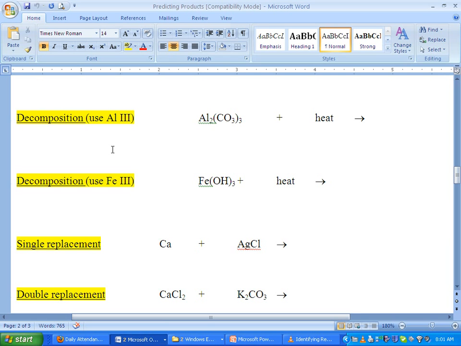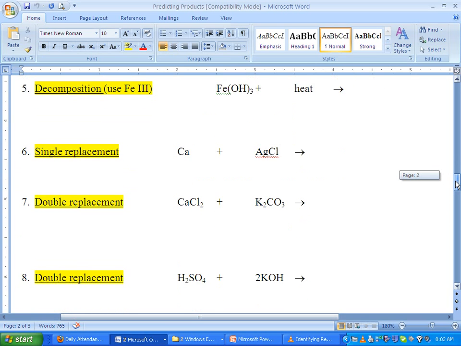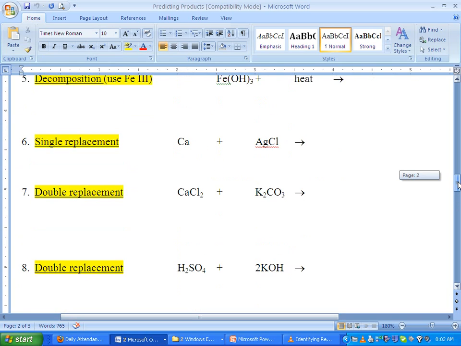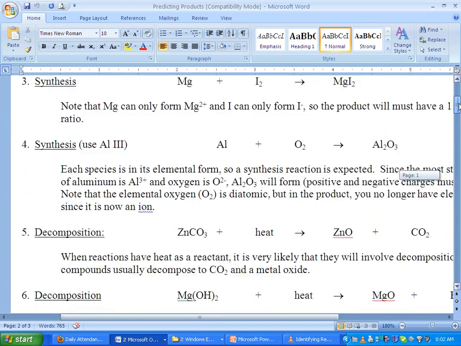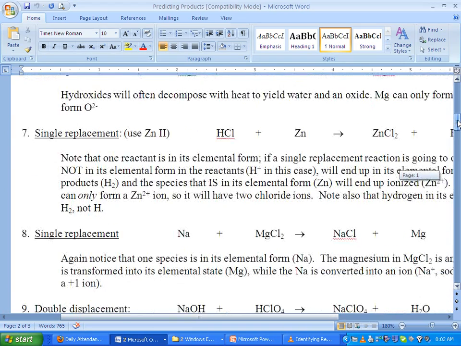Alright, so we're up to single replacement. We have 3 more to look at. I want to go up to this example of single replacement. Alright, so I'm going to go over this single replacement one. Single replacement is any time that you have multiple compounds, but you also have something in its elemental form. So single replacement is when you do the little switcheroo of things.